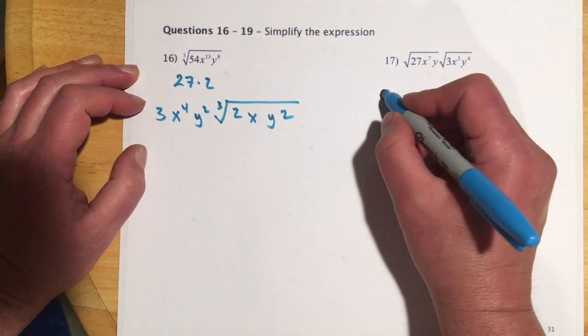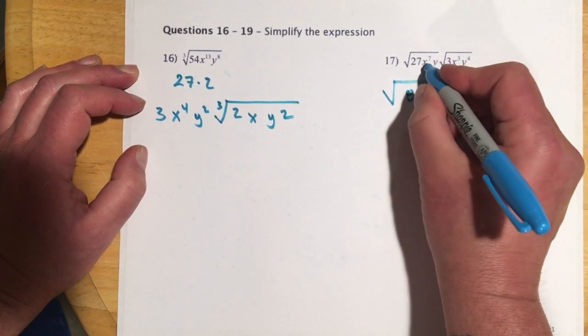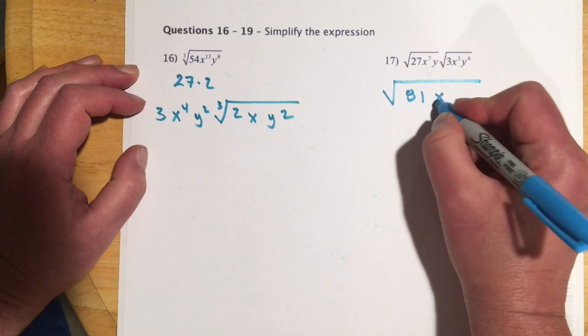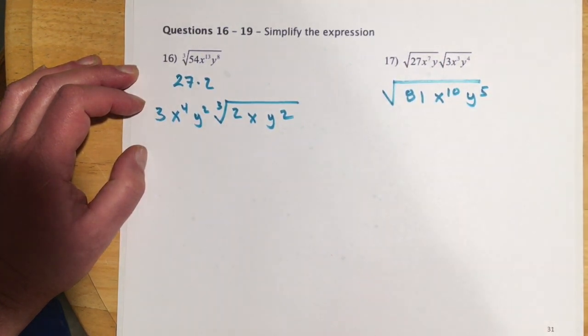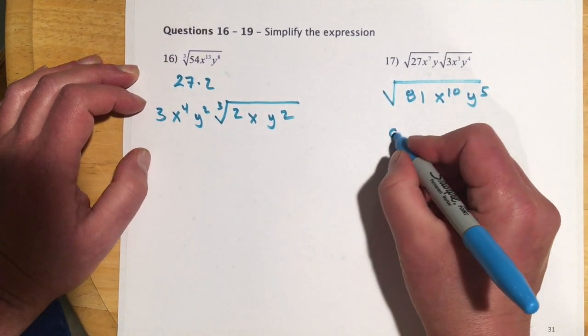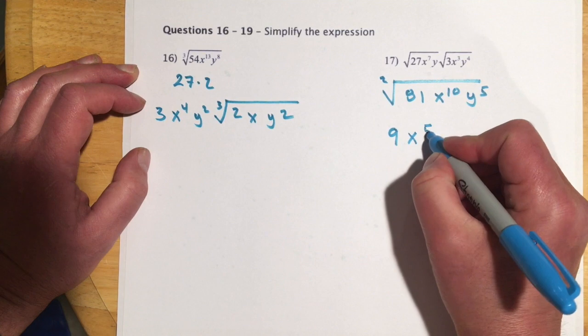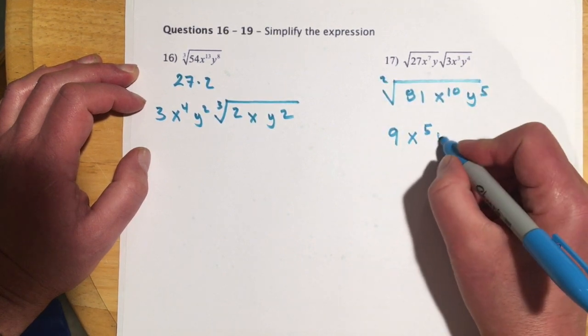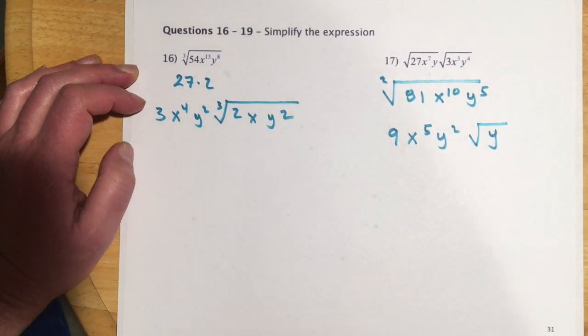This one will be easier if we multiply them together first. So 27 times 3 is going to be 81. 7 and 3 on the x's, so that'll make 10 altogether, and 1 and 4 on the y's, so that'll make y to the 5th. And then square root 81 makes a 9. Again, we think of the little 2. 2 goes into 10 5 times. 2 goes into 5 twice, with a y left inside.